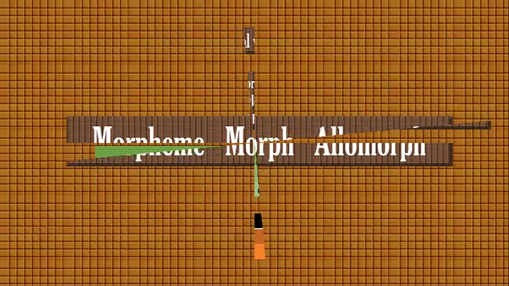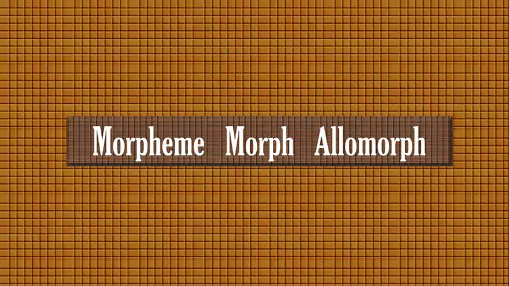Our next topic is morpheme, morph, and allomorph, and let's discuss them one by one to see what they mean in morphology.